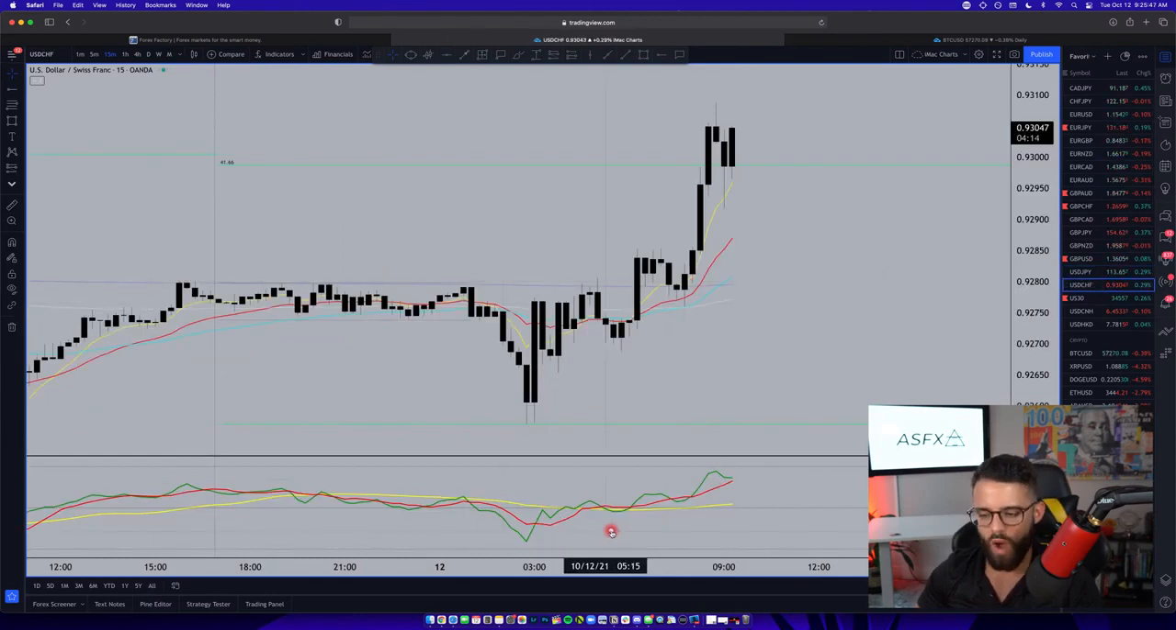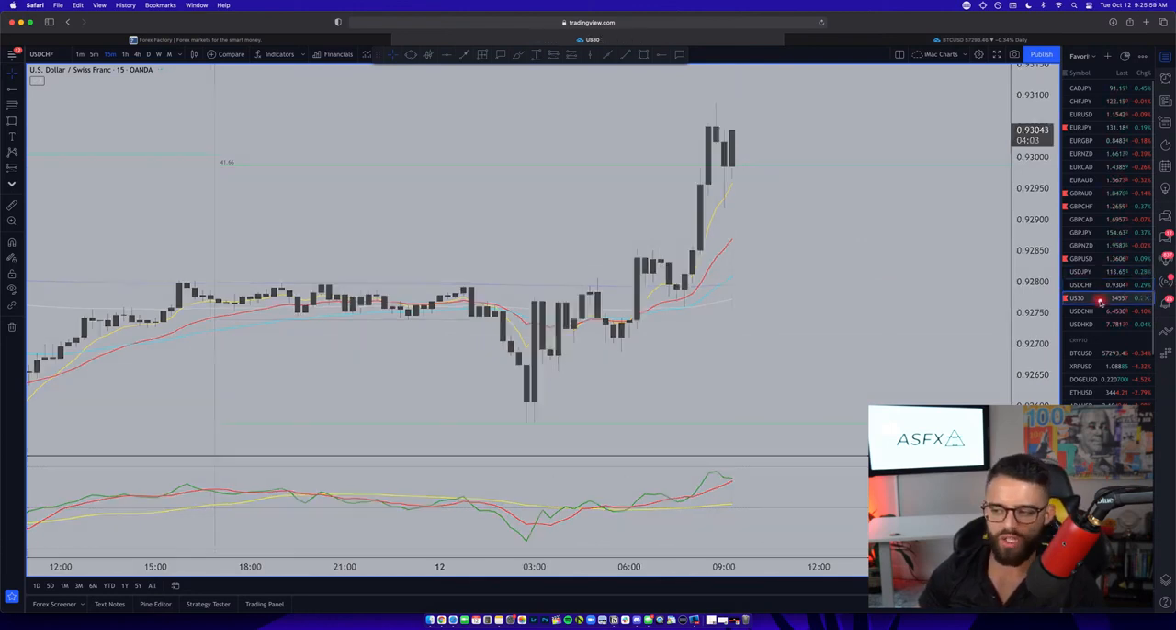USD CHF, swapping market sentiment right here, drops into the sell zone. But look at the price action. Maxed out ADR. ADR is only 41 pips right now. It's very slow. So just not on the list. These two USD pairs are not normally on my list.